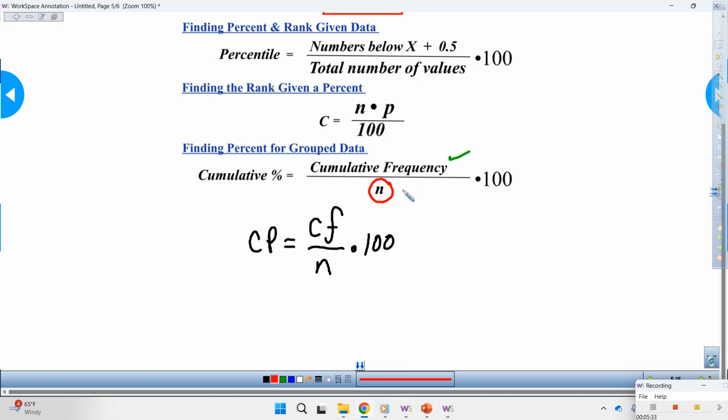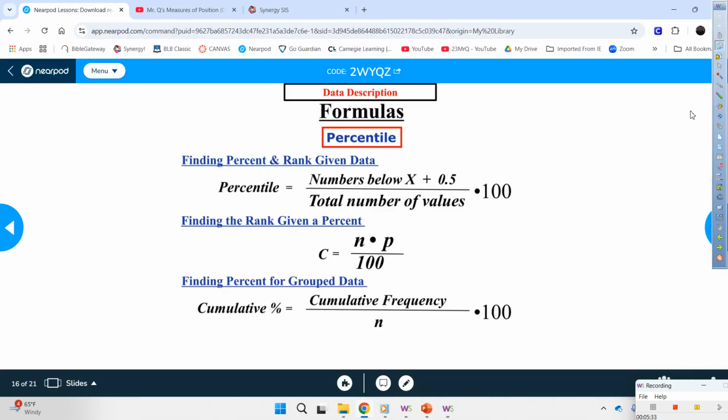N stands for what? Brandon, pass them on. Who? Numbers? Yeah, the total numbers. Total number of numbers. That is correct. All right. So with that said, copy this problem on your notes, please.